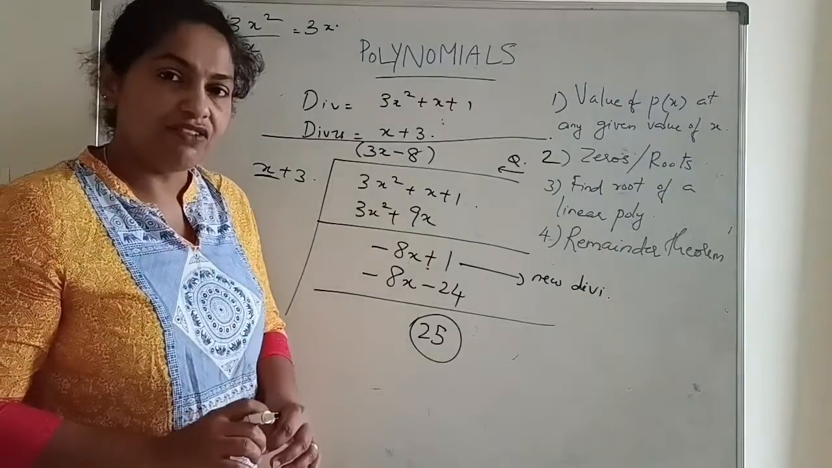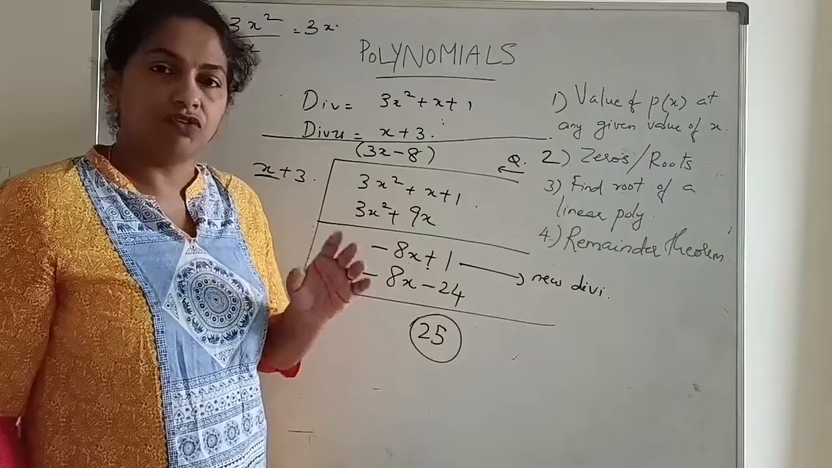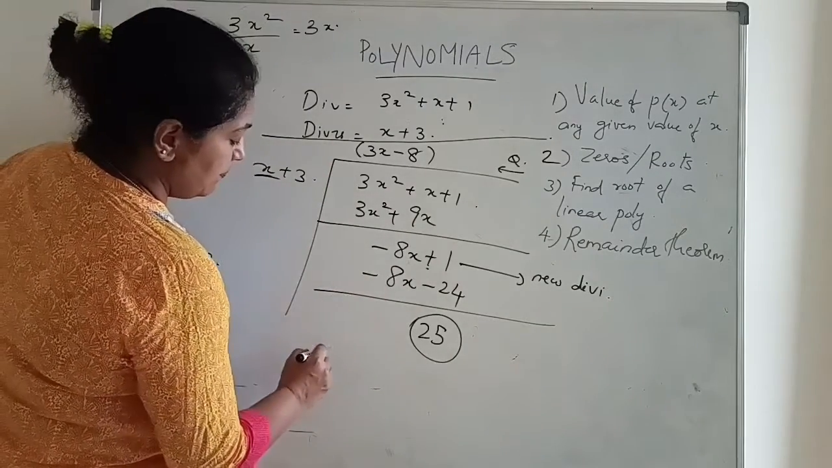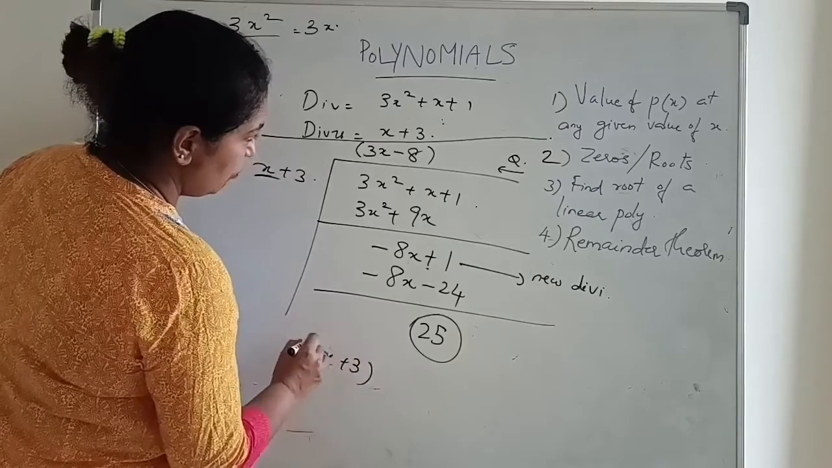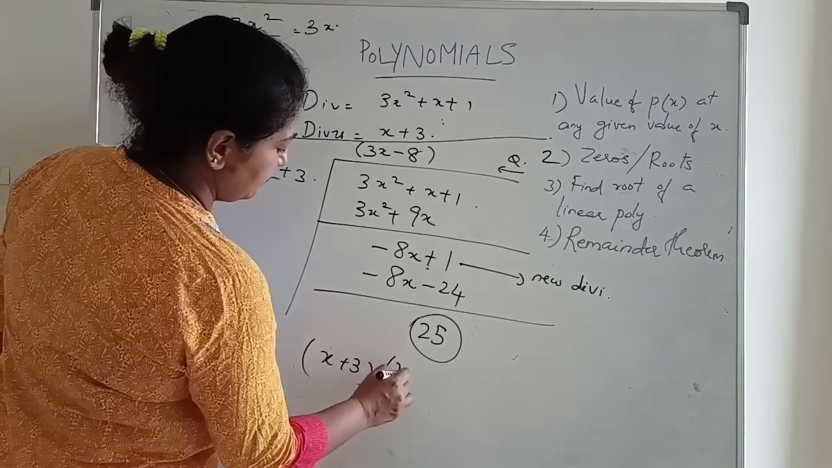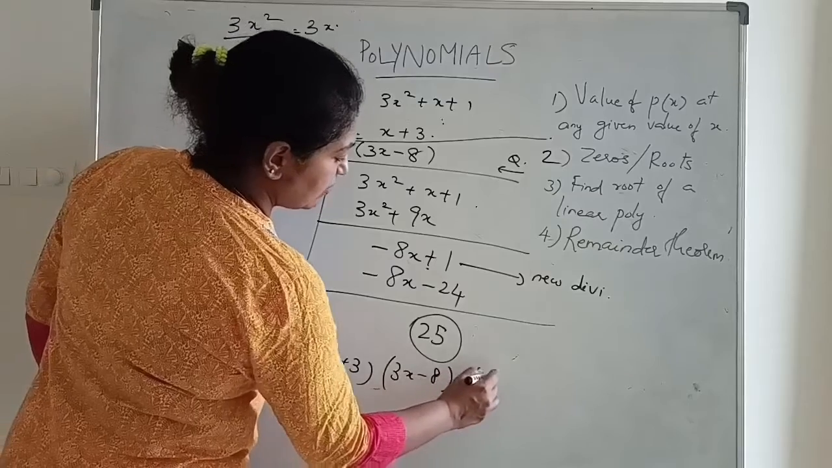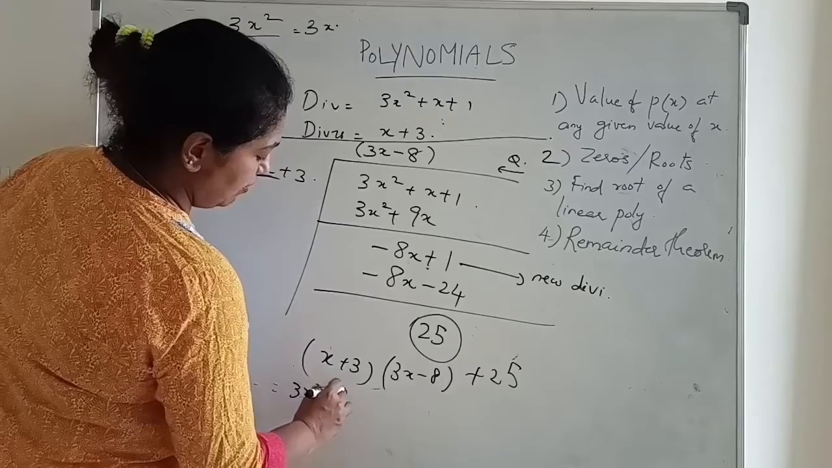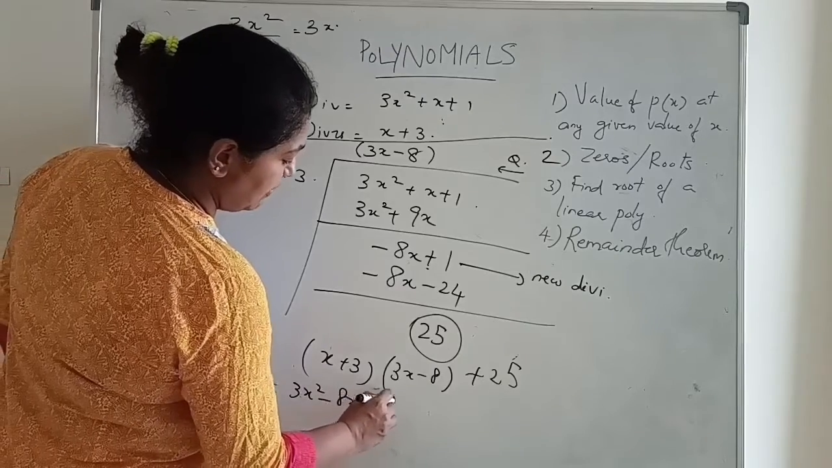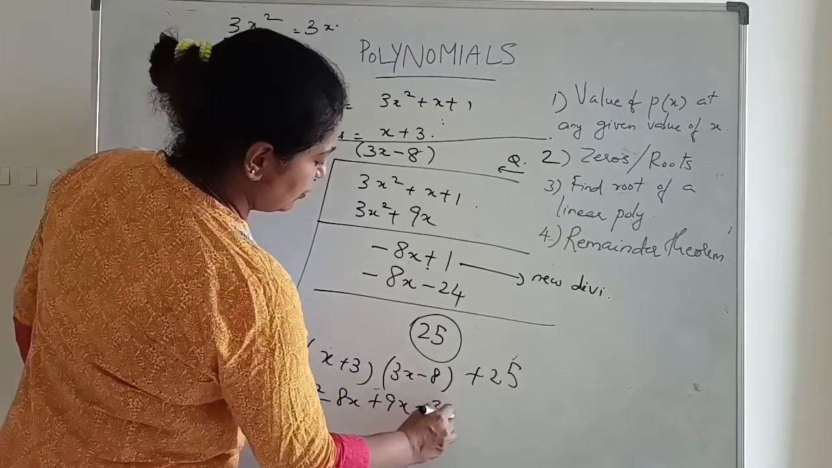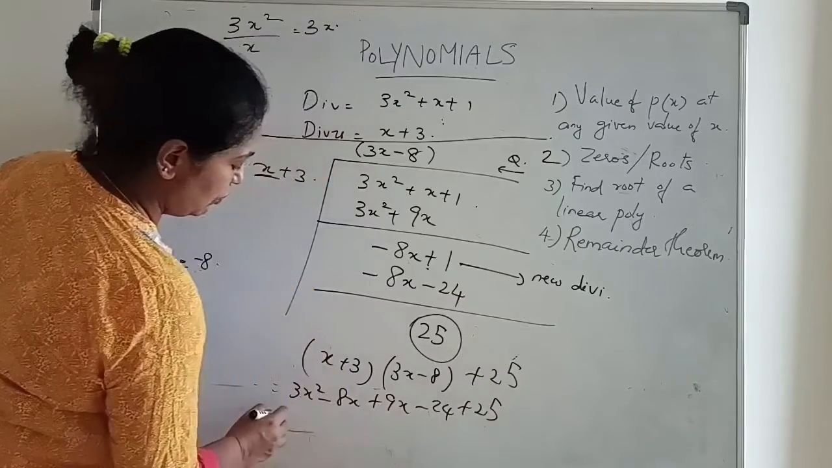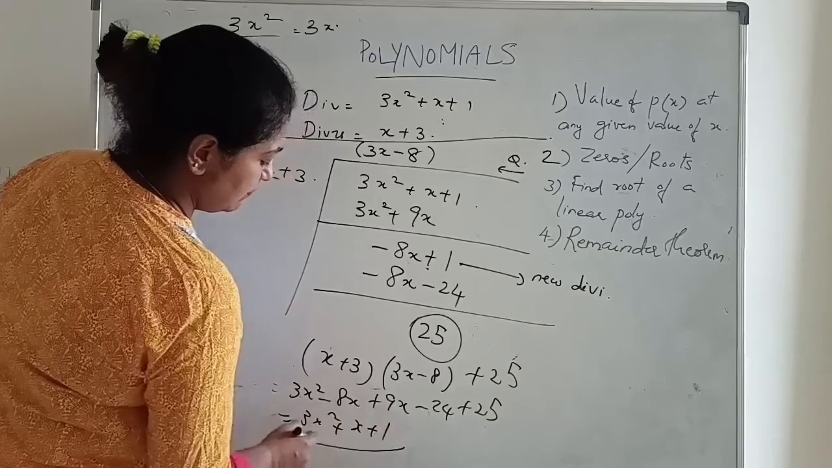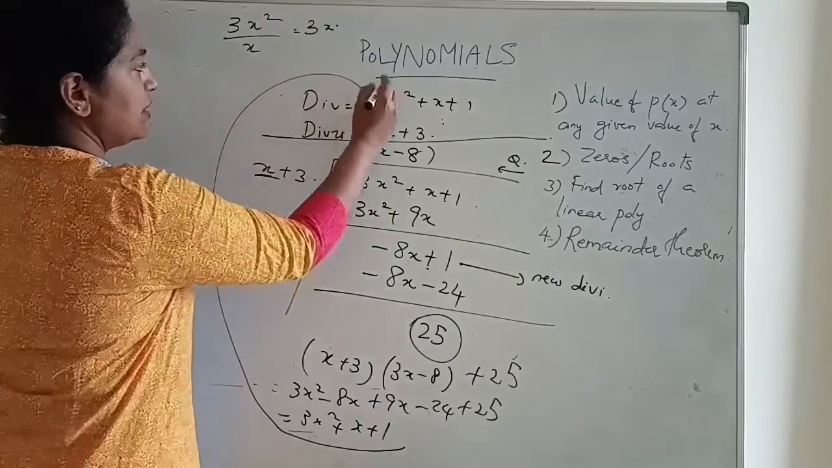Now, let us check whether dividend is equal to divisor into quotient plus remainder. What is divisor? What is my quotient? Plus remainder. Open the bracket. 3x square minus 8x plus 9x minus 24 plus 25. So, what do I get? 3x square plus x plus 1. This is my original dividend.